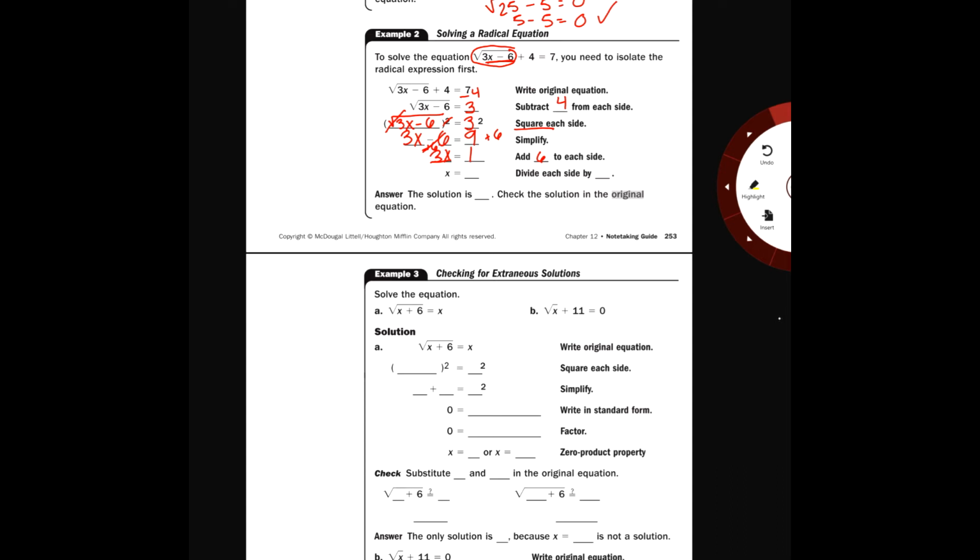9 plus 6 now is 15. 15 divided by 3 on both sides will give us x equals 5. So our solution is x equals 5. To check that, we had radical 3x minus 6 plus 4 equals 7. So 3 times 5 minus 6, that's radical 15 minus 6, plus 4 equals 7. This will be radical 9 plus 4 equals 7. Well, radical 9 is 3, plus 4 does equal 7. So that checks out for us.